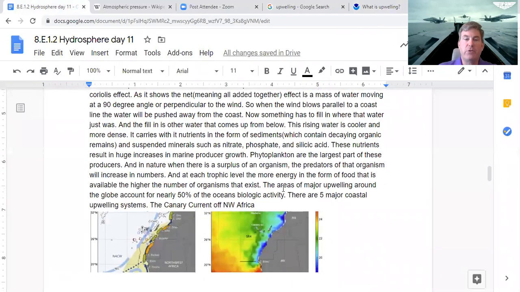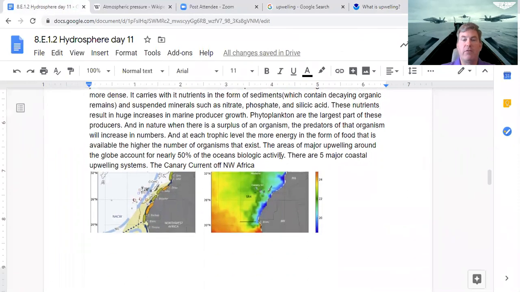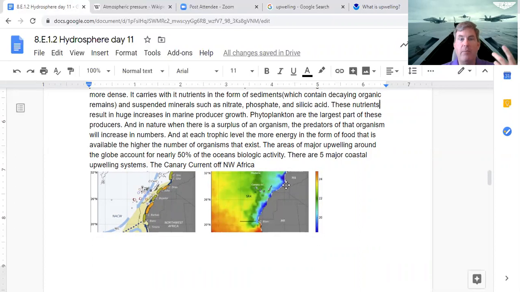So there are 5 major coastal upwelling systems. Canary Current off of Northwest Africa. So here's Northwest Africa. Here is Africa. And you have the current, and here's the temperature map here. So, relatively warm water, but yet you see these little blue areas along the edge. That's that cooler water coming up from deep down in the ocean and bringing all those nutrients with it.